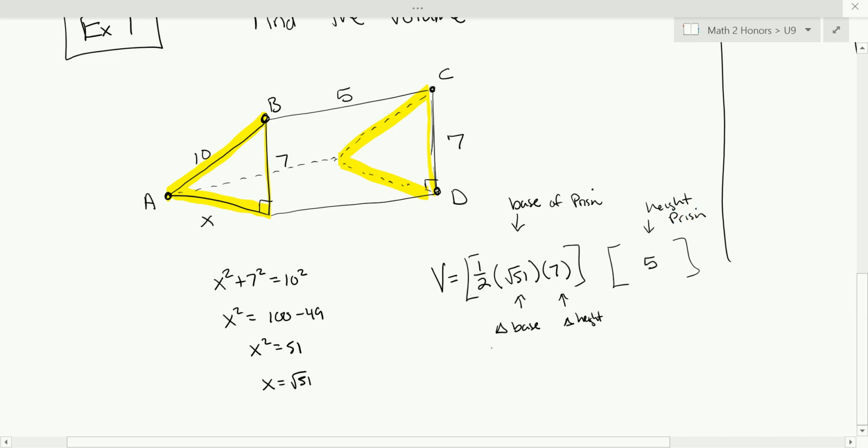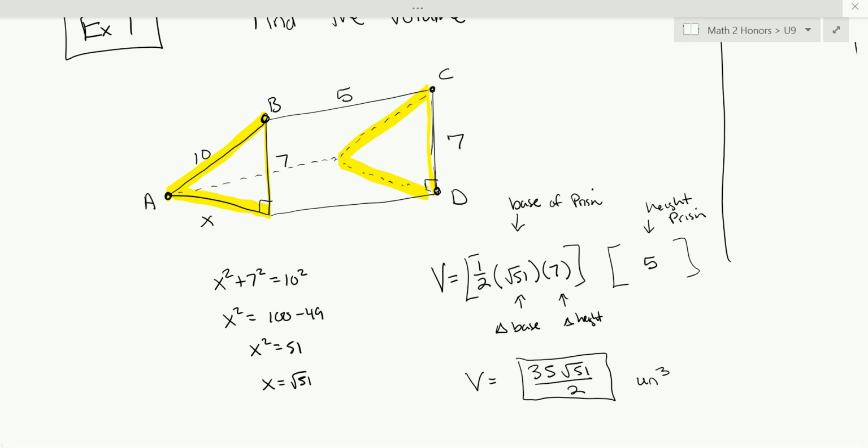And so now we have all the pieces we need, so our volume is going to be, well, 7 times 5 is 35, root 51, and it's all over 2, and there we have it. And when you're dealing with volume, make sure you cube your units, because it's 3-dimensional. Okay. And that's as much as we can do it in exact form. Okay, exact form would be without the decimals, without approximating. Okay. Question on that? All right.